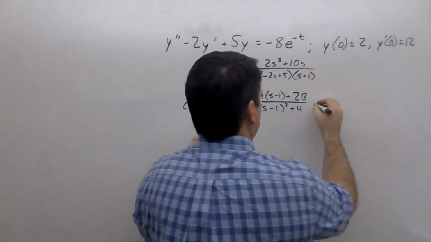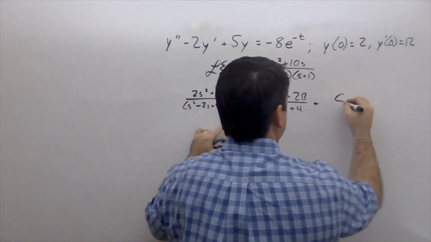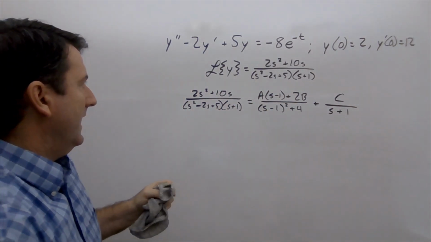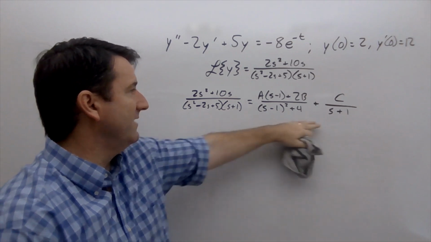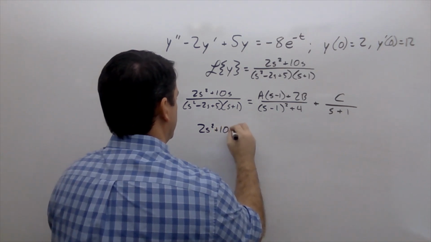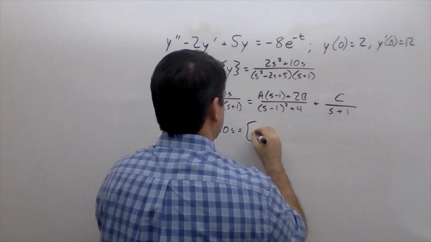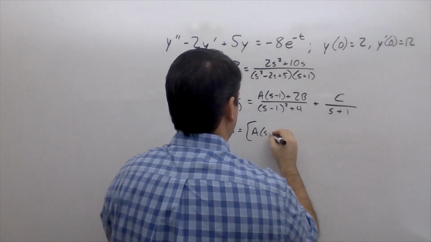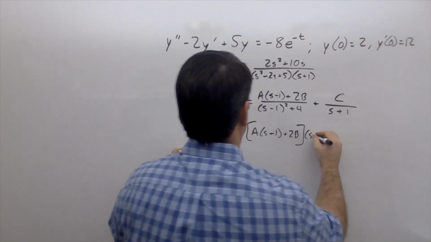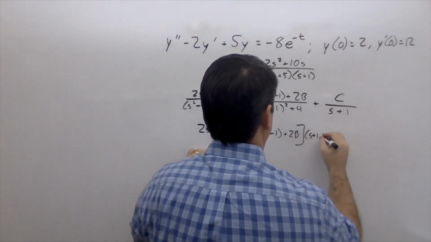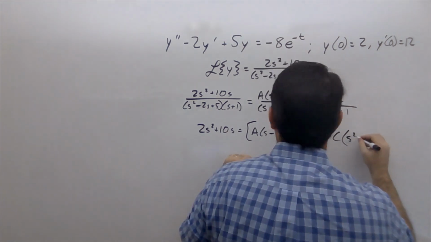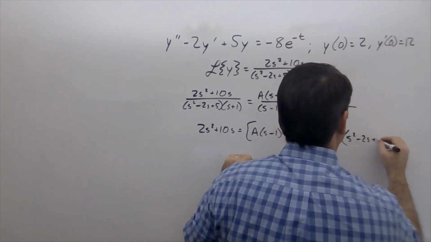And then this is going to be plus some constant c over our other factor, s plus 1. And then to find these, let's multiply through by our common denominator here. We get 2s squared plus 10s is equal to all of this: a times s minus 1 plus 2b times s plus 1, plus c times s squared minus 2s plus 5.